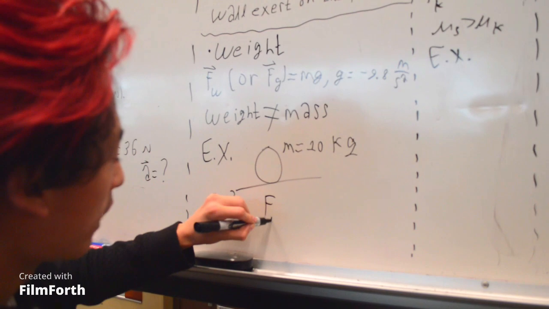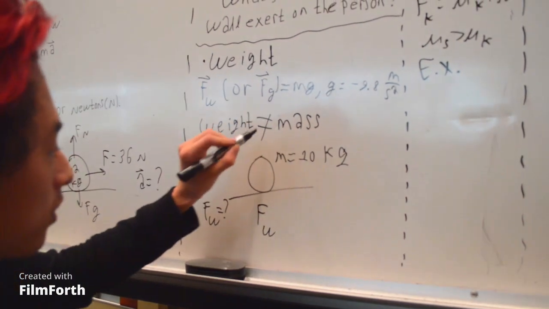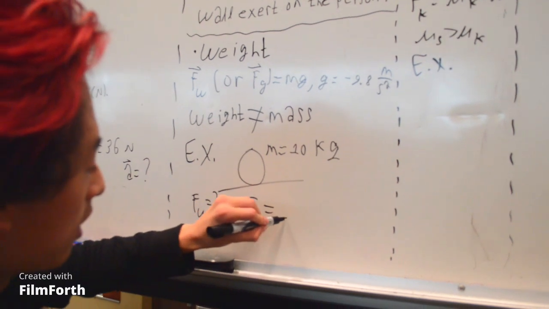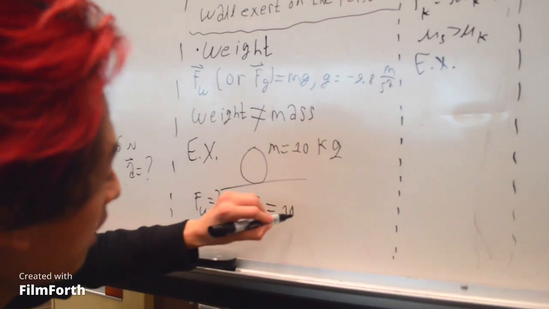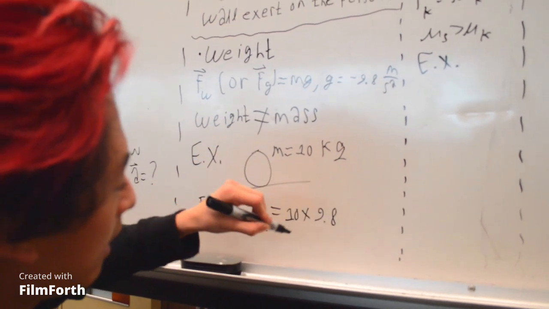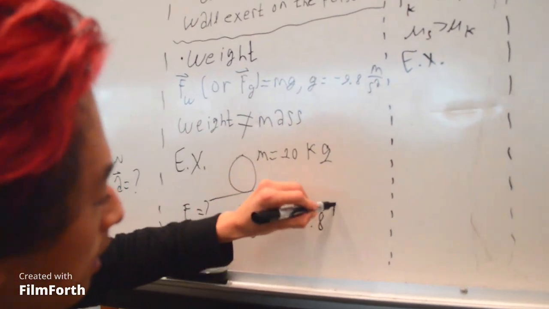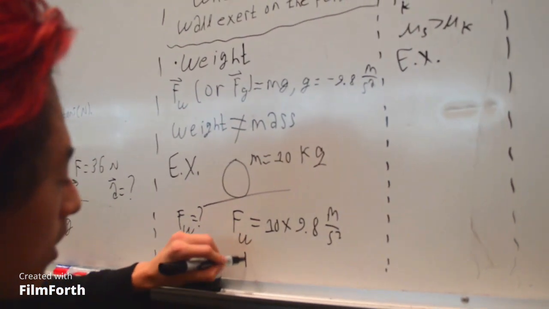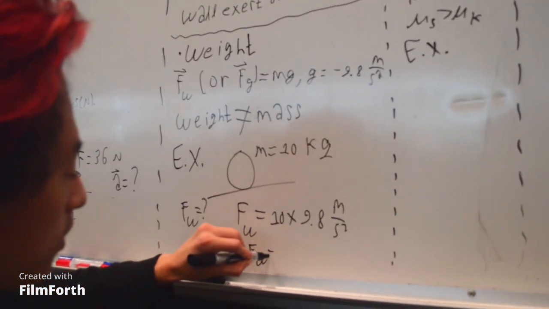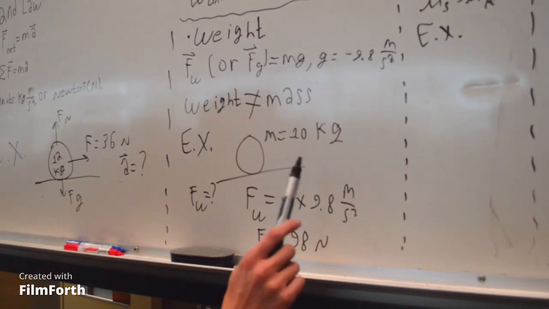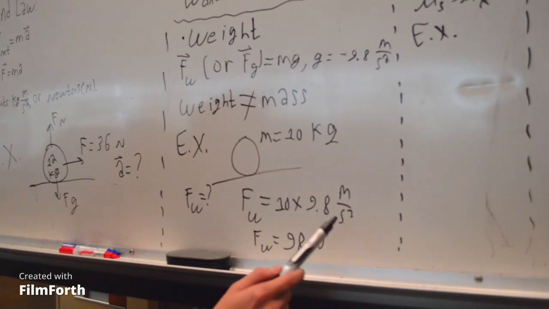Recall that the weight force, or the gravitational force, will be the mass times the acceleration due to gravity. In this case, it'll be 10 kg multiplied by 9.8 meters per second squared. Now, I'm treating down as positive, hence I'm not putting the negative sign into my equation. Now, we get that weight equals 98 newtons, and a newton is a kg meter per second squared.